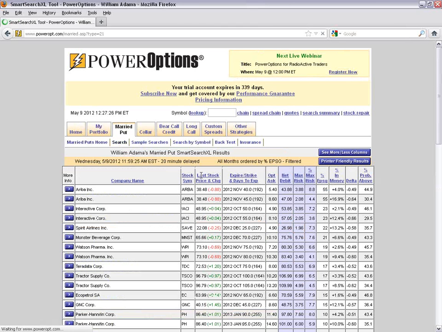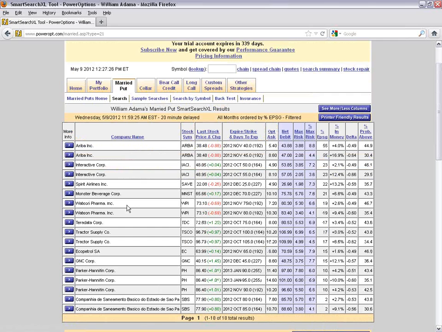Now, the search tool allows us to scan across the entire universe of options in any strategy to identify only those positions that match our risk-reward tolerance. Now, when we first open the search tool, we see that we have a variety of different trades. And again, these directly aren't recommendations or suggestions.